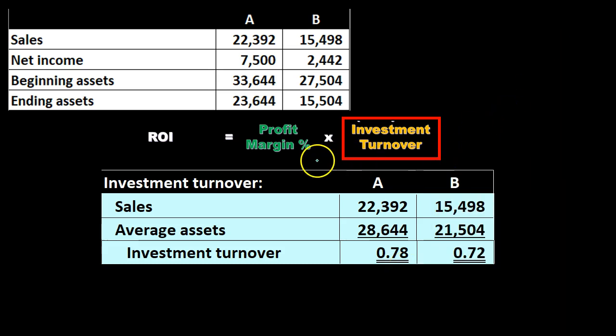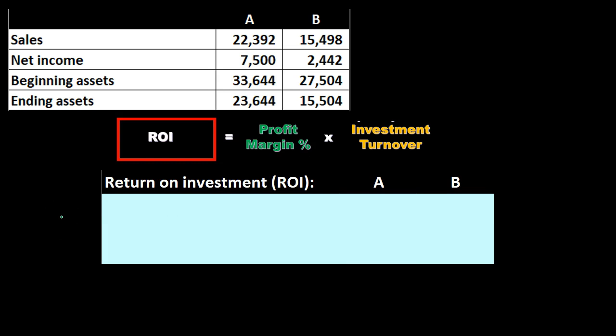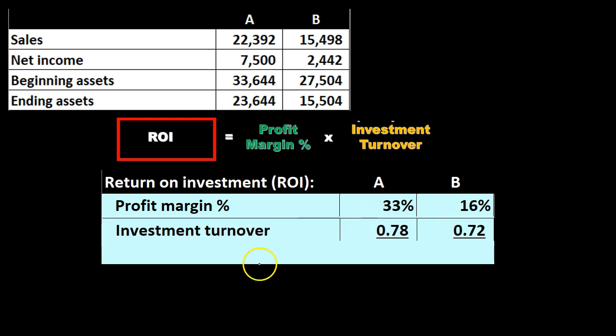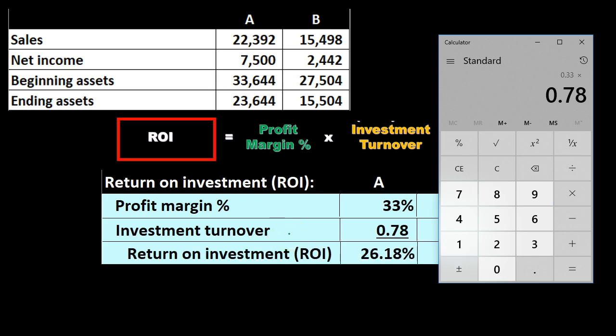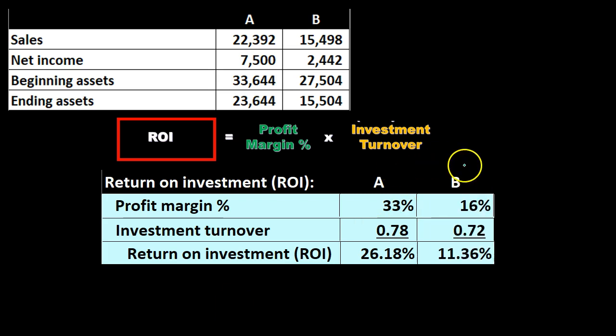All right, so now we have the two components, and we can finally get back to the return on investment, ROI, which is going to be the profit margin percent, about 33, and the investment turnover, and we multiply those together. So 0.33 times 0.78, and again there's rounding involved, is going to be about 26.18. The reason it's different here is because there's rounding involved in this particular problem. So between A and B, the 26.18 is higher, so that would be a more favorable ROI as compared to the 11.36.